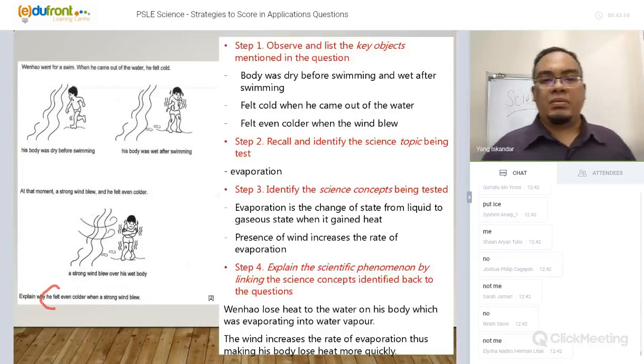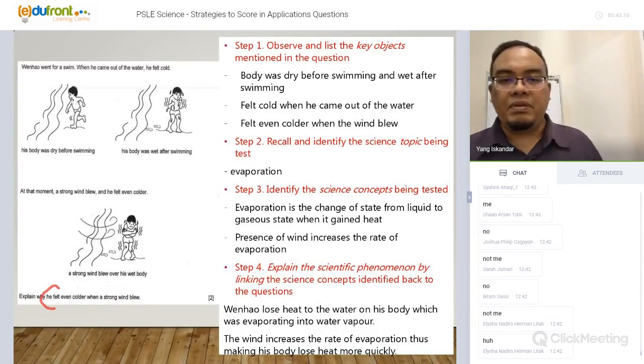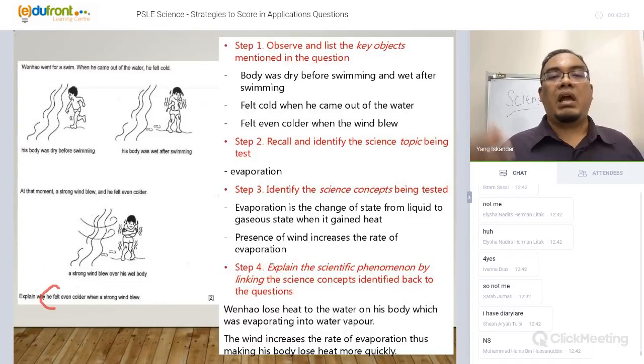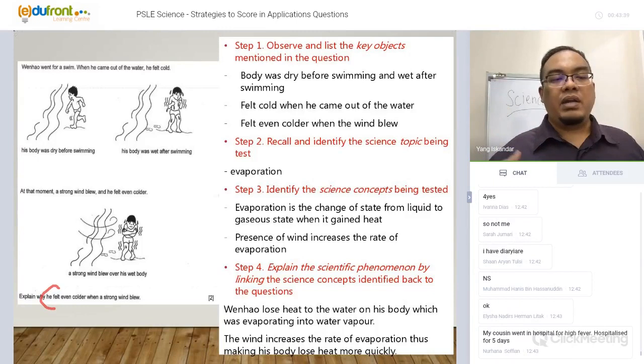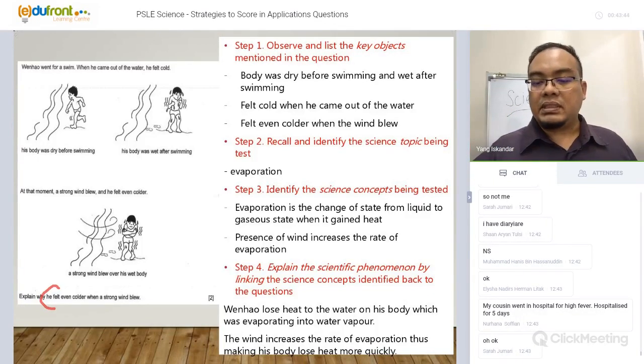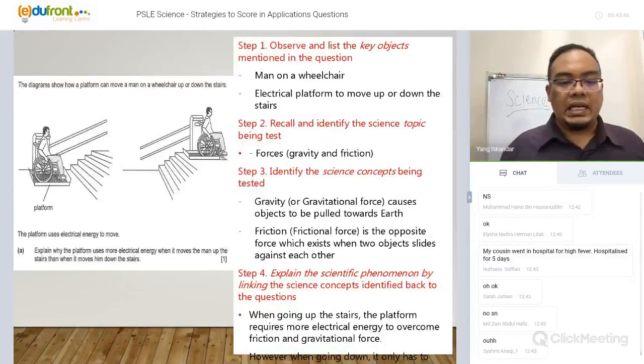I experienced this before when I was in the army. I had a high fever, so it wasn't that bad, right? It was still okay, but the doctor told me to take a cold shower every 2 hours. Okay, every 2 hours. Why? Because when our body is hot, the cold shower will remove heat from our body, right? The cold water will gain heat from our body, so that's why when we have fever, it's good that we take a cold shower. Okay, let's move on to the next question.